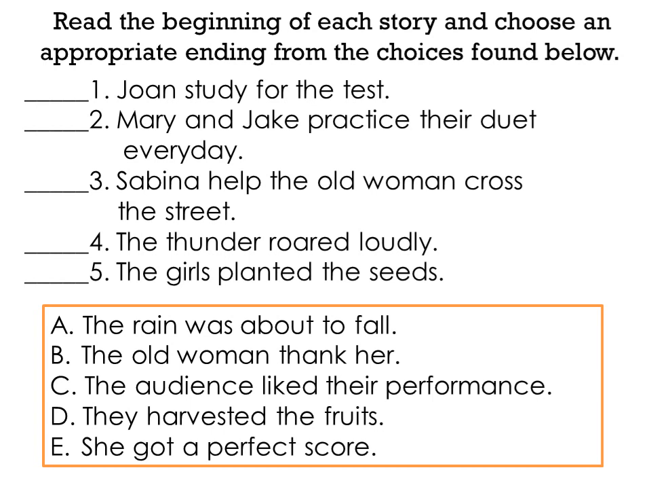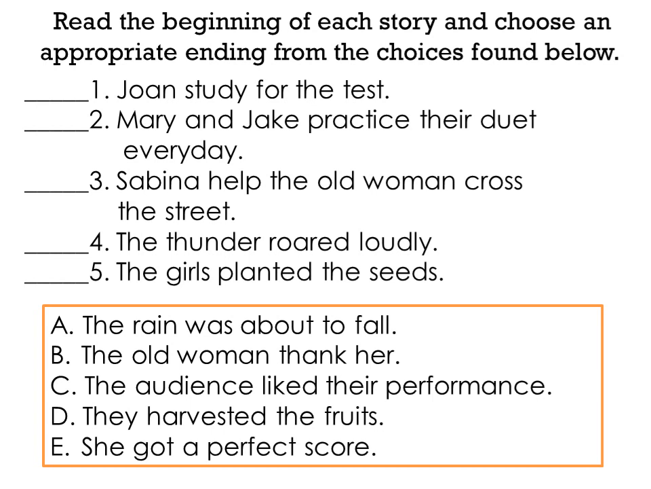So number 1, the correct answer is E, she got a perfect score. Number 2, the correct answer is letter C, the audience liked their performance. Number 3, the correct answer is letter B, the old woman thanked her. Of course. Number 4, the thunder roared loudly. And the answer is letter A, the rain was about to fall. Because you know what?